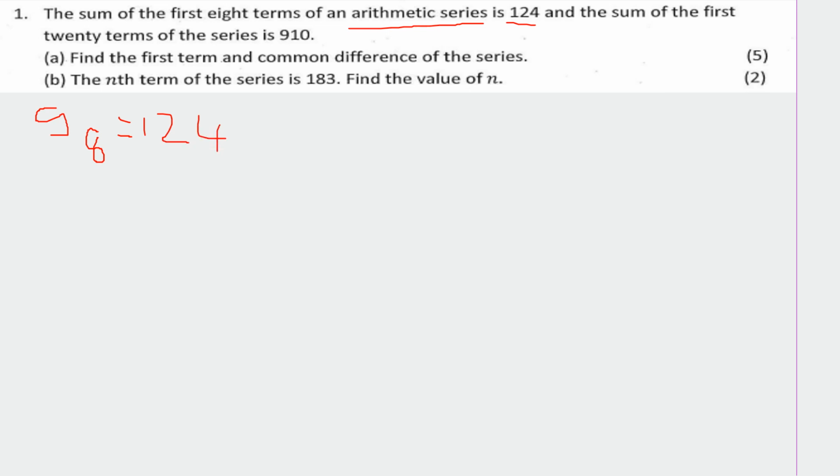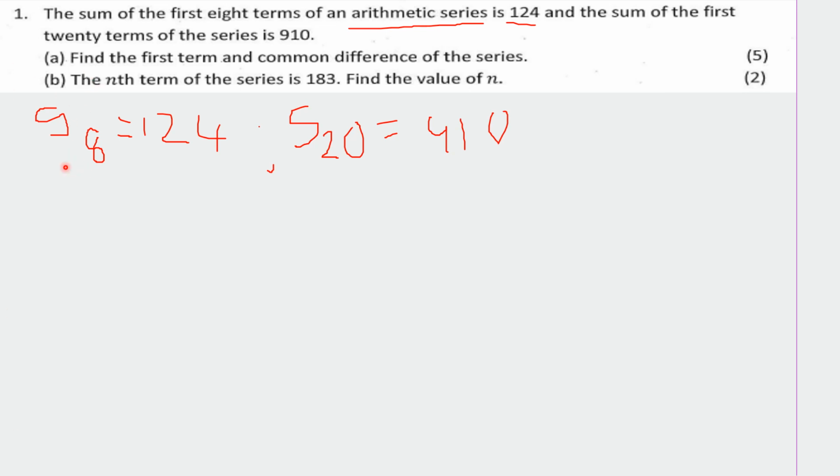And then they also give us the sum of the first 20 terms. 20 terms will give us how much? 910. So this is the statement that is given to us. And now we have to answer questions A and B. The first question says: find the first term and the constant difference of the series. So we have to find the value of the first term of the series and the constant difference of the series.